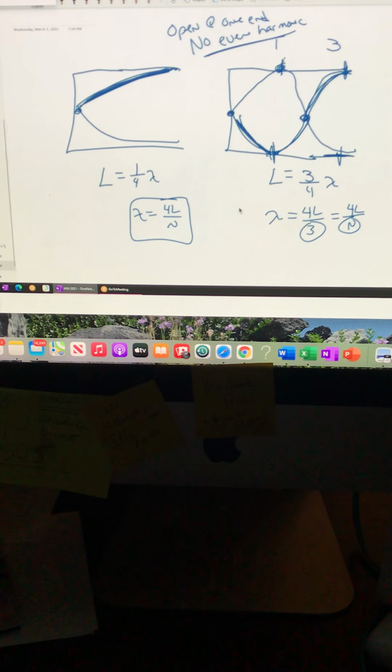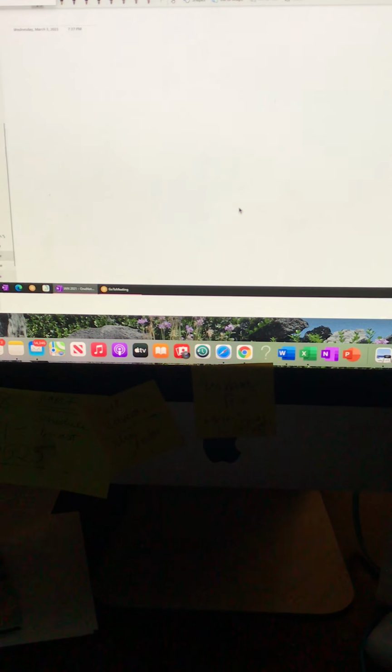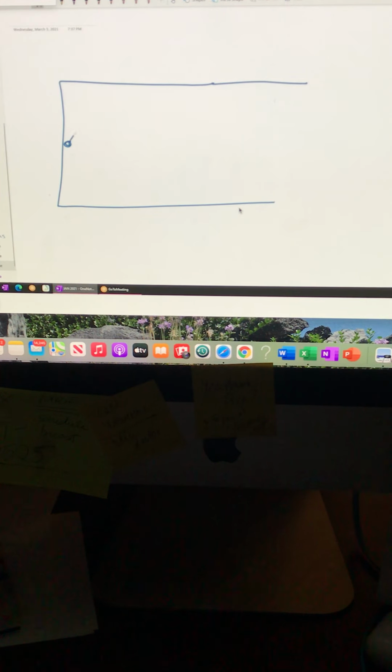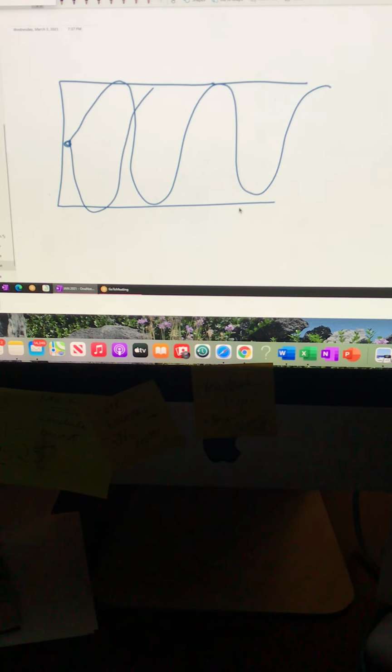I think this makes sense. Take a picture. Okay. I'm ready to have some real fun. Okay, this wave resonated how many times? How many times did this resonate into the pipe?